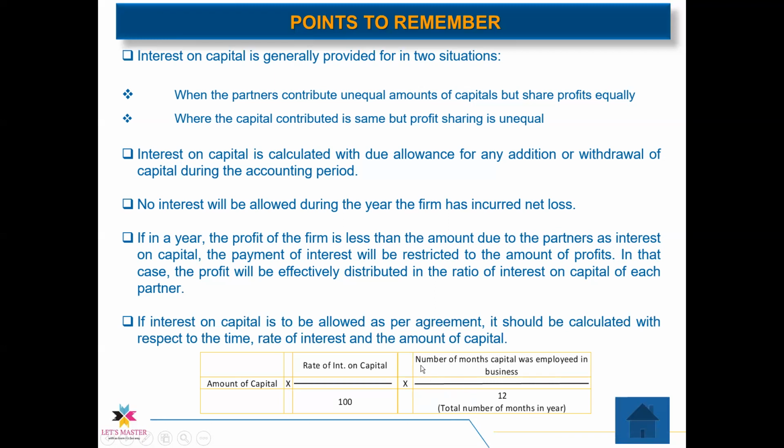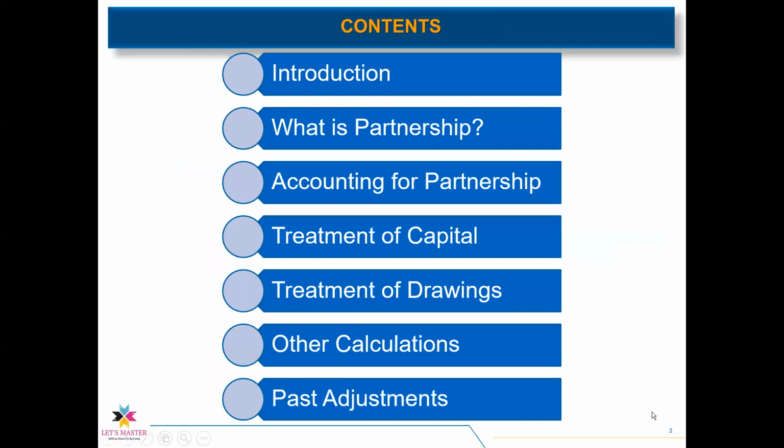So in any accounting period, we have got 12 months. Say, for example, if the partner has initially contributed rupees 50,000 as capital, and after 6 months he added another 20,000. So what we will do is we will calculate interest on 50,000 for the first 6 months and interest on 70,000 for the second part of the year, for another block of 6 months. So that's pretty much about the treatment of partners' capital or interest on capital.